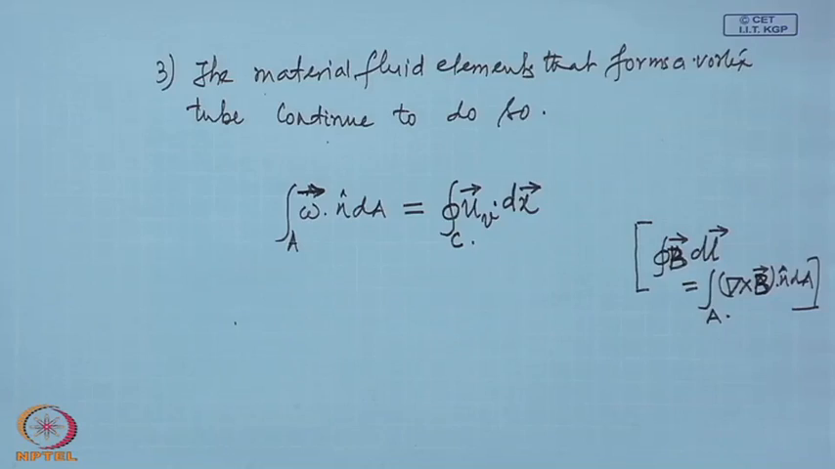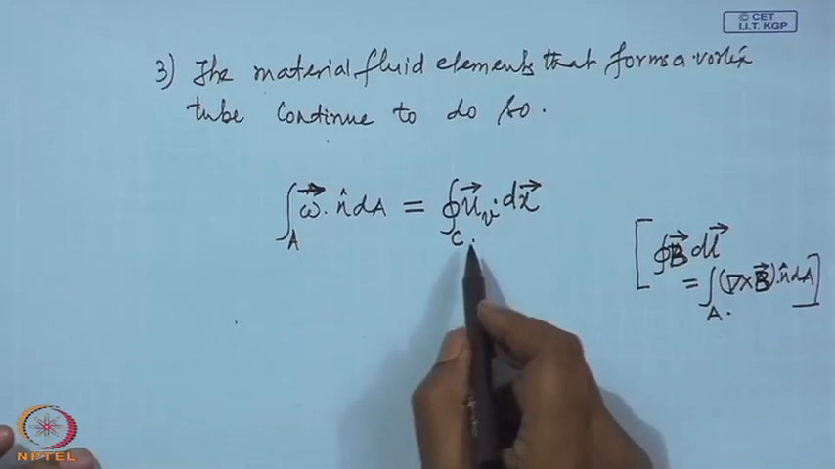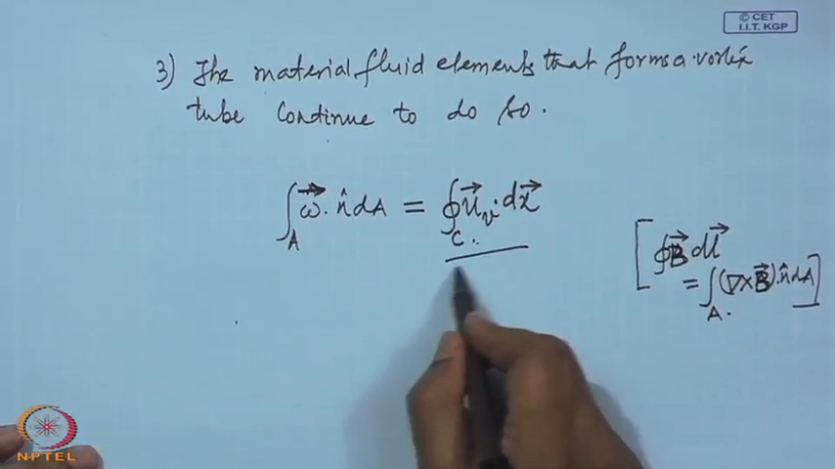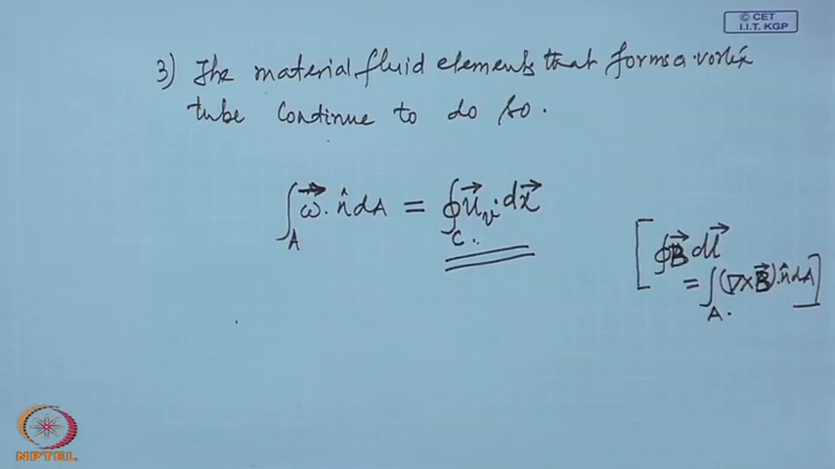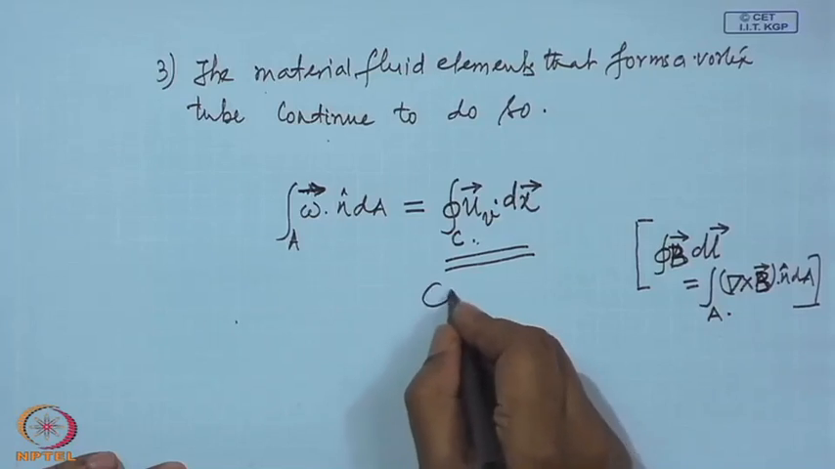C is the curve which is boundary of the area A. This integral, or integral of any vector about a closed curve, is usually called the circulation. So, this is what is circulation.